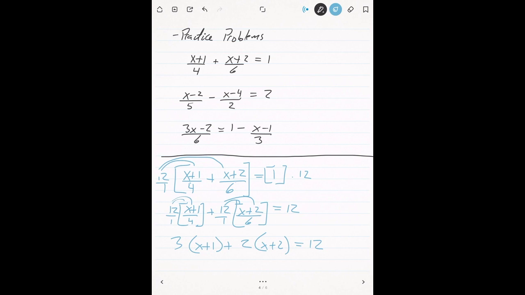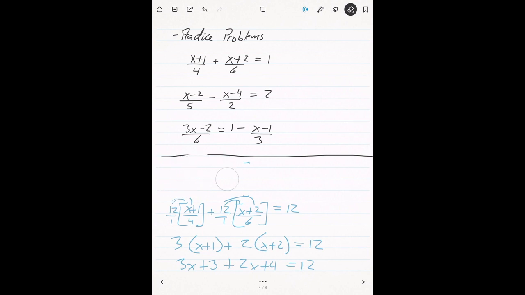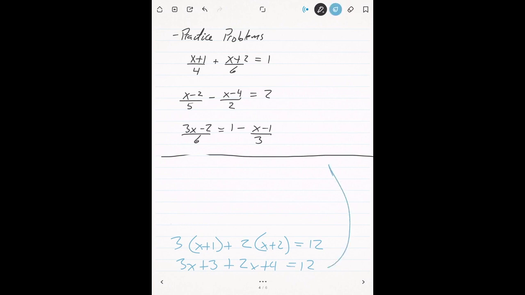So once we have this, it's pretty easy to solve. 3x plus 3 plus 2x plus 4 equals 12. Okay, I'm going to need to clear some space here and give myself enough room. So let's go ahead and we'll work up here now. 3x and 2x are going to combine together to be a 5x. And then the 3 and the 4 are going to combine to be a 7, and that's going to equal 12.